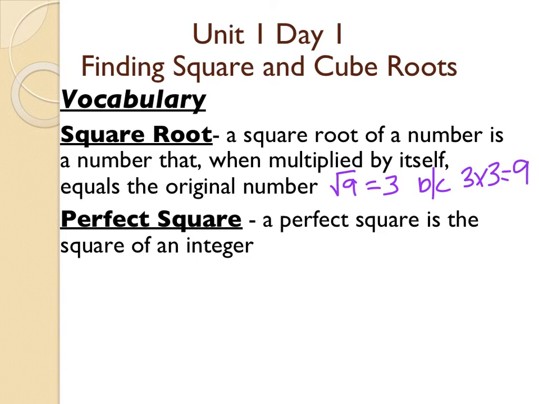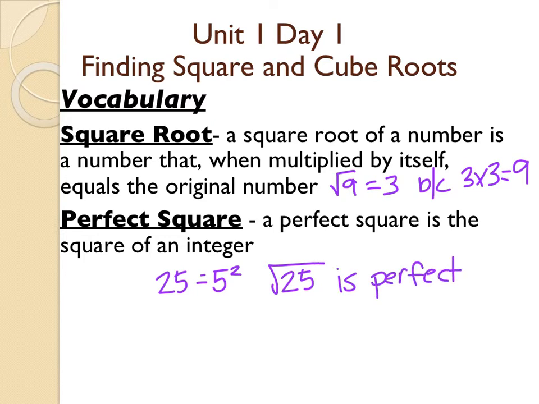A perfect square is a square of an integer. Okay? Like if I have 25 equals 5 squared. So that means that the square root of 25 is perfect. It's just an integer, it has no decimals. So to be perfect, it has to have no decimals.